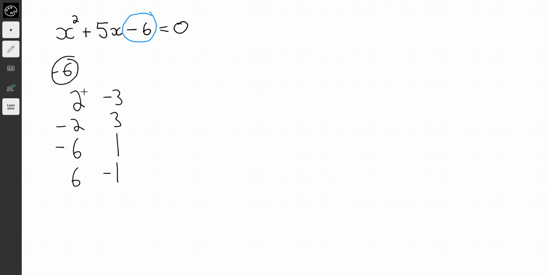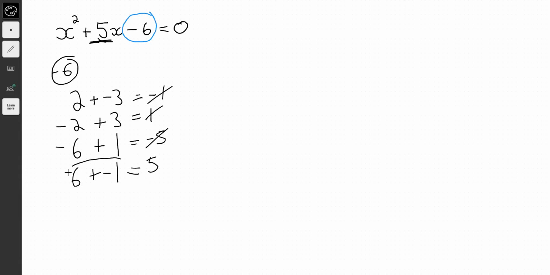The next step is we want these pairs of numbers to add together to make this plus 5 over here. So let's see if we can do it. 2 plus minus 3, that's 2 minus 3, so that is minus 1. So nope. Minus 2 plus 3, so 3 minus 2, and that's 1, so nope. Minus 6 plus 1, that's 1 minus 6, which is minus 5, so nope. And 6 plus minus 1 is 6 minus 1, which is 5.